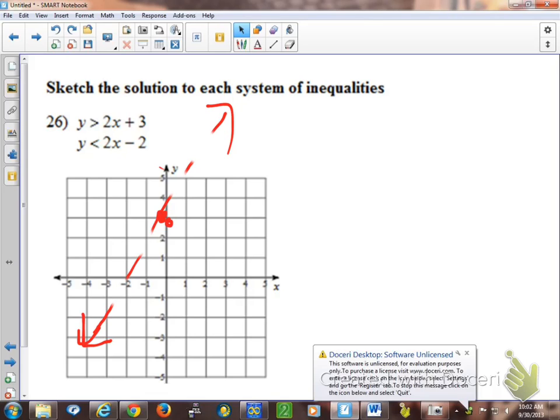Got it. The second one, what's the y-intercept? -2. What's the slope? Looks like it's still positive 2, right? So up 2 over 1 again. Looks like these lines are going to be parallel.